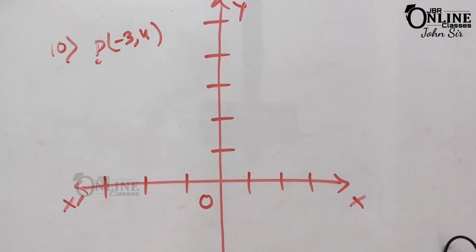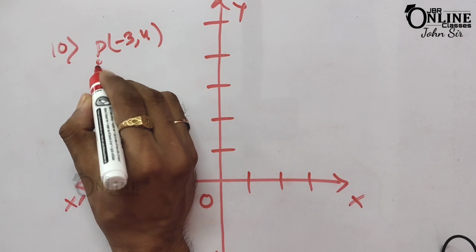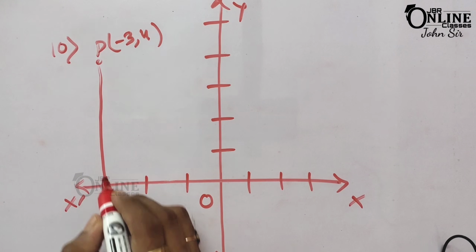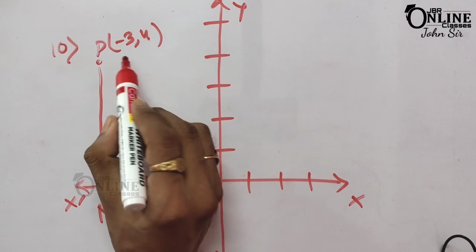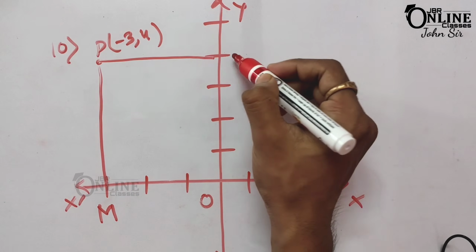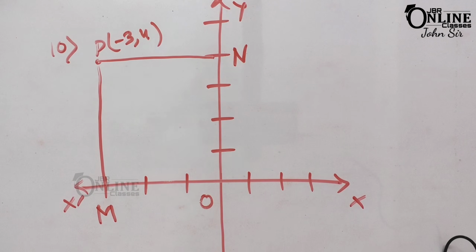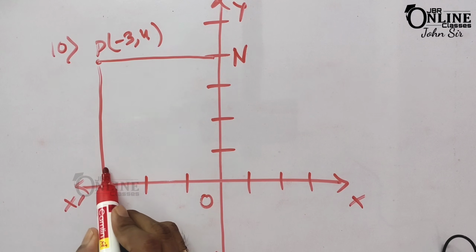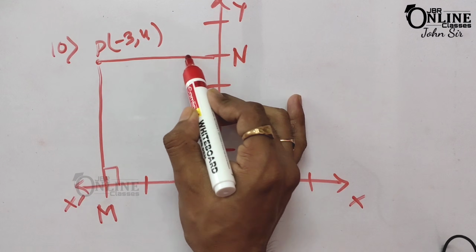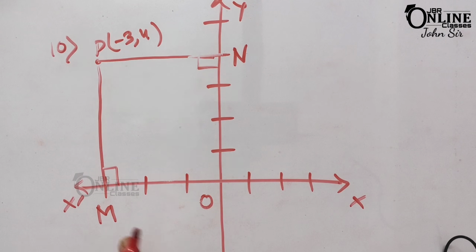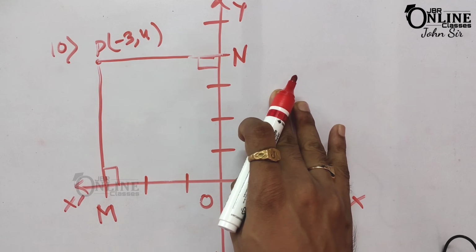Now next thing, draw PM and PN perpendicular on the x-axis and y-axis. So draw a perpendicular, that is PM, and here PN, that is on the y-axis. Okay, so here PM is the perpendicular and here also PN is the perpendicular on the x-axis and y-axis respectively.